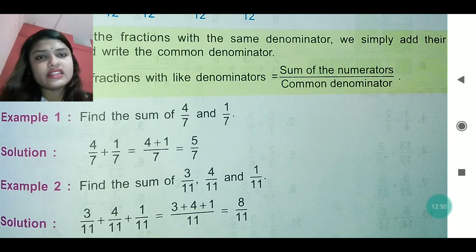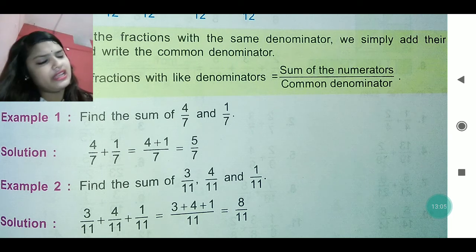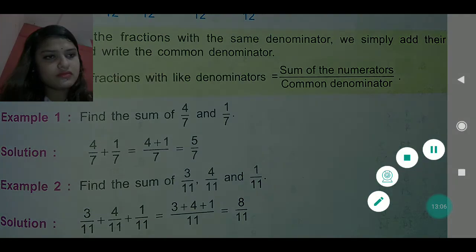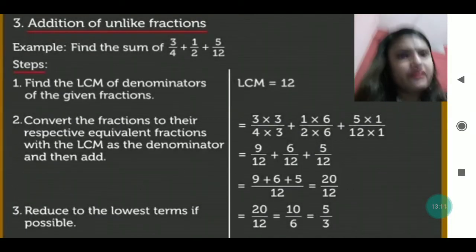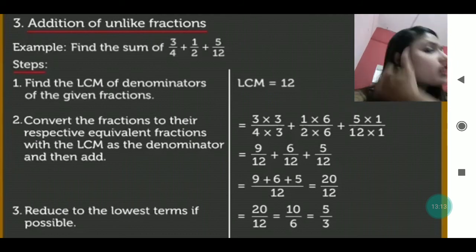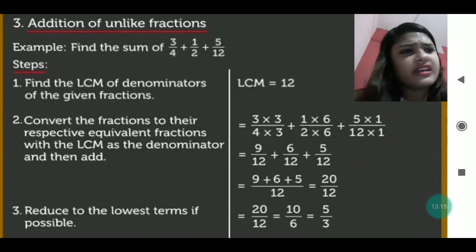Another is there again. There are 3 numbers: 3 by 11, 4 by 11, and 1 by 11. You have to take the common denominator, that is 11, and rest all numerators you have to add, that is 3 plus 4 plus 1, that is 8. So 8 by 11. Now, how to add the number when we are having like fraction, when we are having the common denominator? I think it is clear very much.